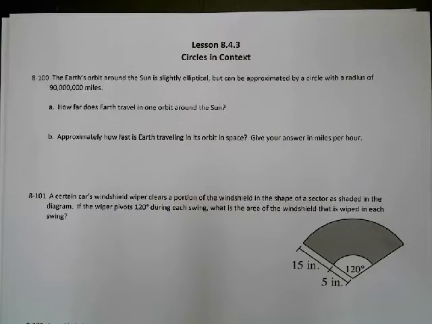Our first one, 8-100: the Earth's orbit around the sun is slightly elliptical. That means not a perfect circle. It's kind of like a stretched out circle on one side, but can be approximated by a circle with a radius of 90 million miles. That's pretty far. How far does the Earth travel in one orbit around the sun?